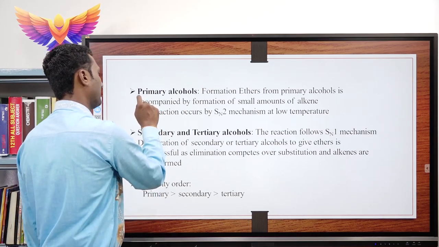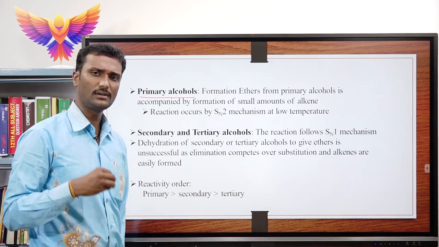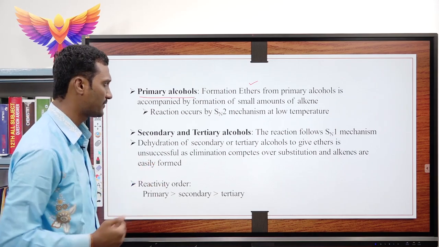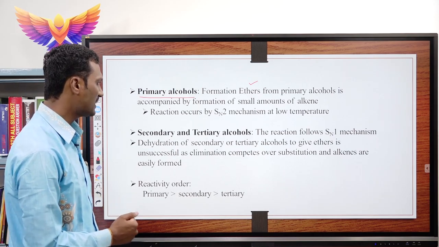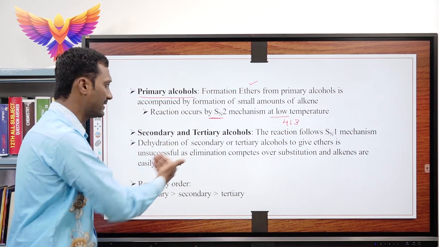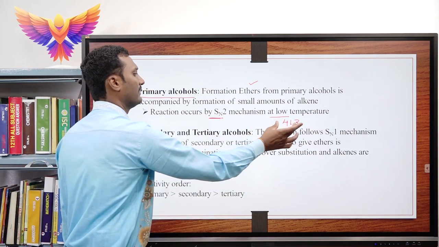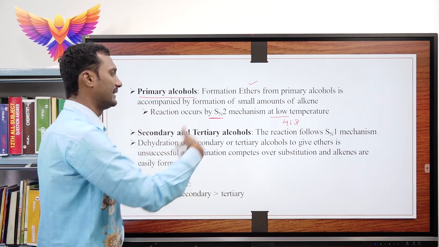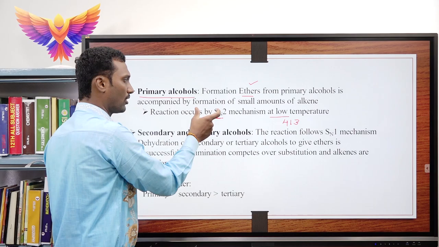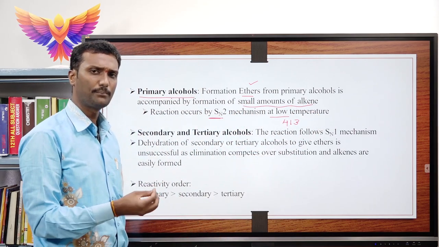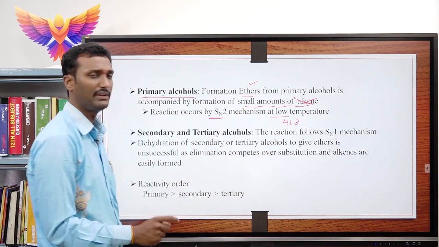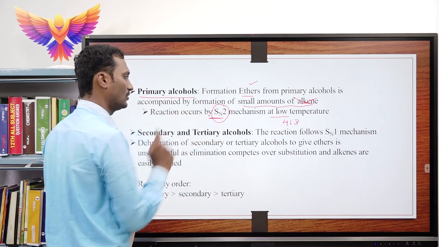I am taking initially the primary alcohol. Primary alcohol gives a better yield of the ether. The formation of ether from primary alcohol is accompanied by the formation of a small amount of alkene. The reaction occurs by the SN2 mechanism at low temperature, 413 Kelvin. As I said in the previous slide, it follows the SN2 mechanism and we need to maintain the temperature at 413. If you increase the temperature, then it gives us an alkene. There is another byproduct in a small percentage, so we will neglect this part. Just remember, primary alcohol gives us ether in the presence of 413 Kelvin and concentrated H2SO4, which follows the SN2 mechanism.